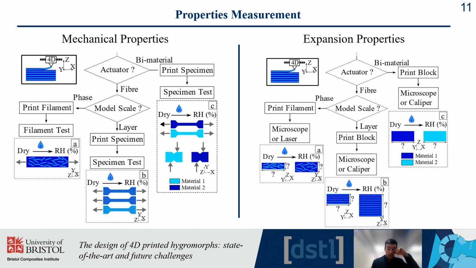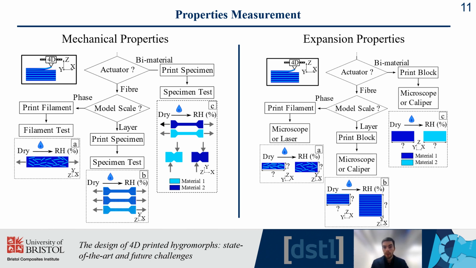Another thing which is very important is the expansion properties of the material. So here's a decision tree, again depending on which type of material you're considering and which scale of modeling you're considering. The standardization is not as significant as for mechanical properties. For instance, researchers have been using micrometers and calipers a lot, but this technique is slowly going down for microscopes to emerge, and they use more and more optical measurements to account for this property.